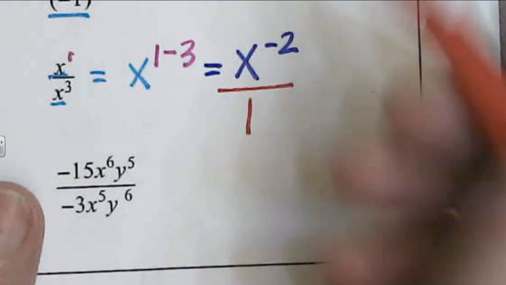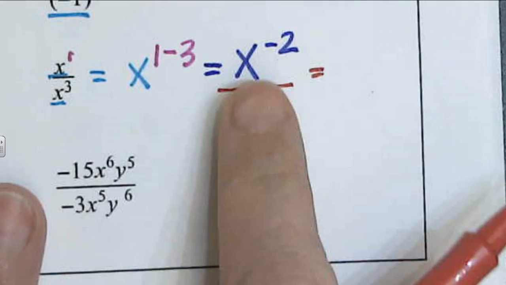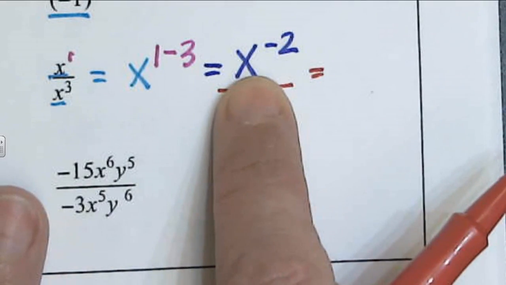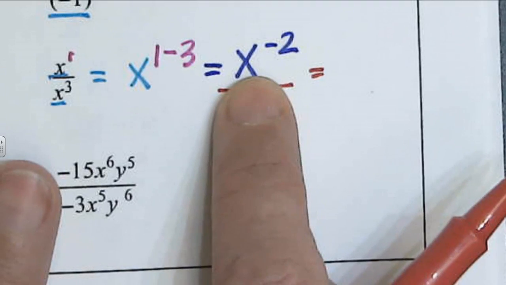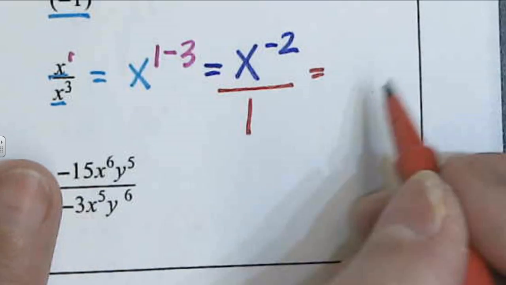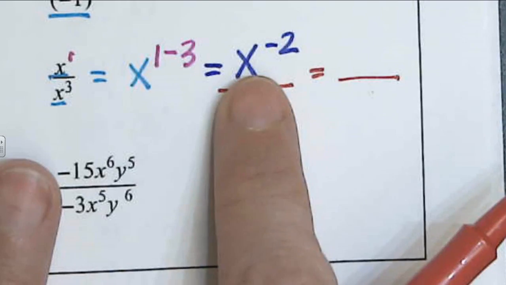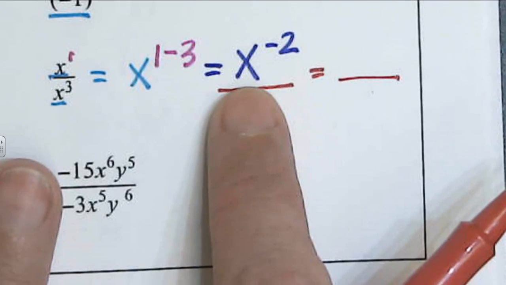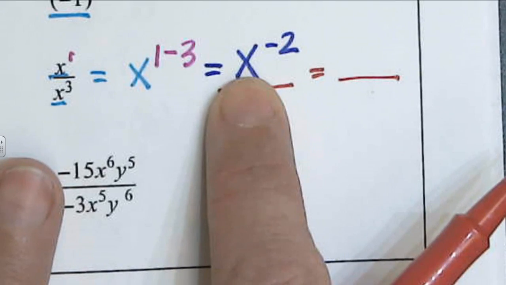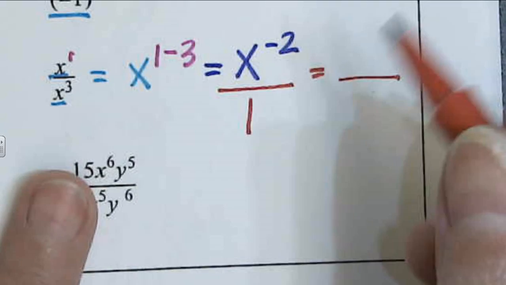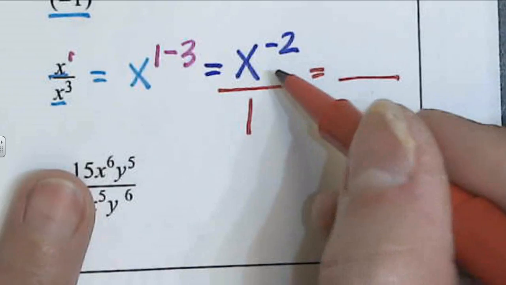So then we have to make sure we have a placeholder if we have no numbers up in the numerator, so we put that 1 up in the numerator just so we know that x to the second power, x squared, is in the denominator. So again, we can't evaluate any further because we do not know what x is. So our final answer is 1 divided by x to the second, or 1 over x squared.